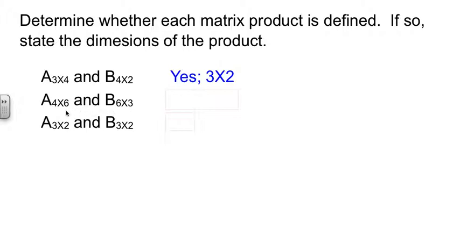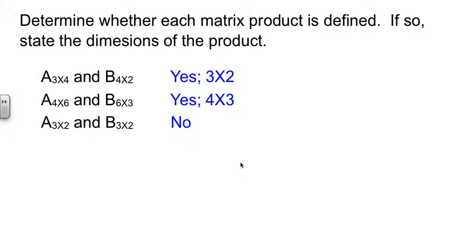Let's look at the second one. 4 by 6 times a 6 by 3. The inside numbers match. They're both 6. So yes, we can do this. And the outside numbers, it's 4 by 3. Tells us the final product. Okay, one more. We have a 3 by 2 times a 3 by 2. These two inside numbers don't match up. So no, we cannot multiply the matrices.